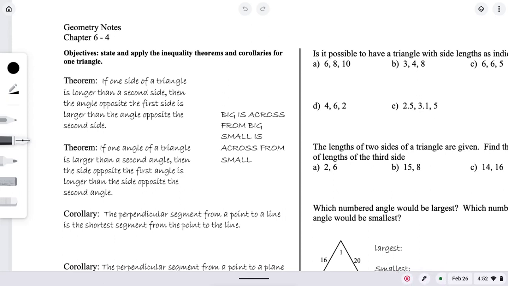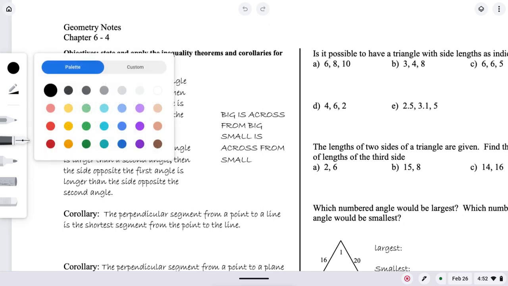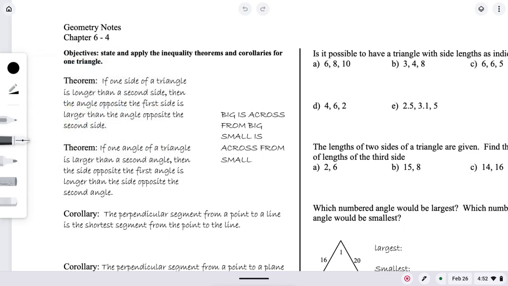So for section 4, chapter 6 in geometry, we're going to talk about inequality theorems and corollaries for one triangle. These are some pretty wordy theorems. You're just going to have to fill in, right? Go ahead and pause and put all the words in that you need. But I'm going to talk about these first three things, the first two theorems and the corollary. But I'm not really going to read those things. I'm going to have actual examples to go with them.